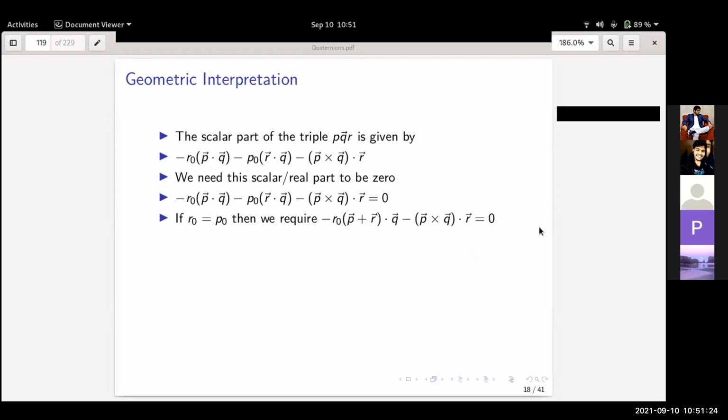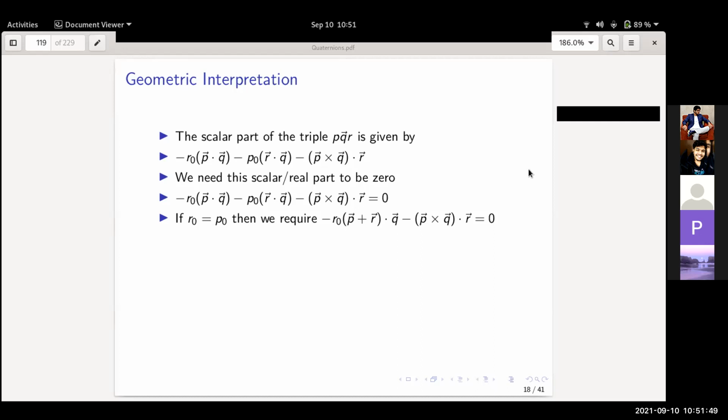Sir, from the above expression, can't we take something like P dot R minus P cross R, P vector cross R vector into Q, equal to 0? So you are saying you can simplify this expression, is it? Yes, sir. How will you simplify?